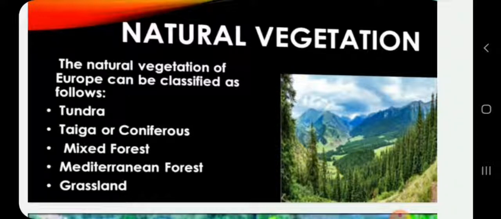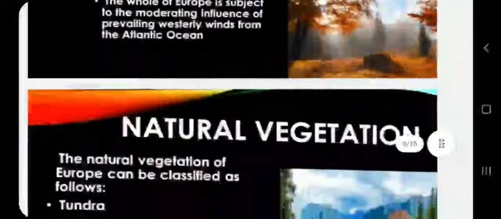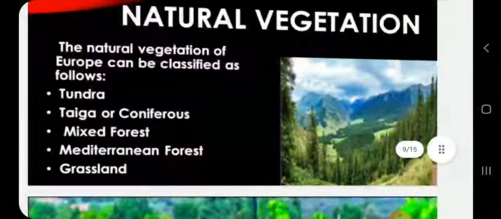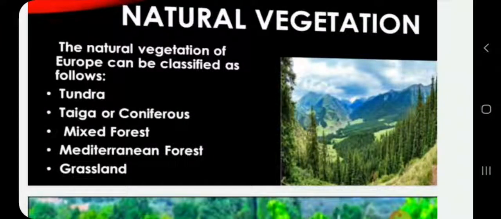The coniferous or taiga vegetation is found to the south of the tundra regions in Norway, Sweden, Finland, Germany, Poland, and Austria.